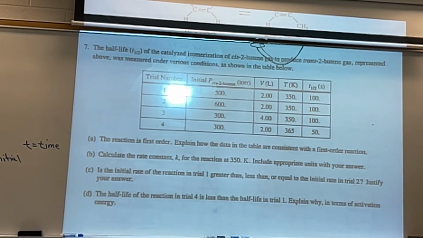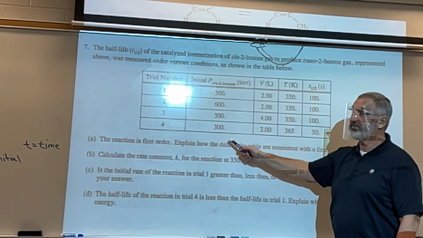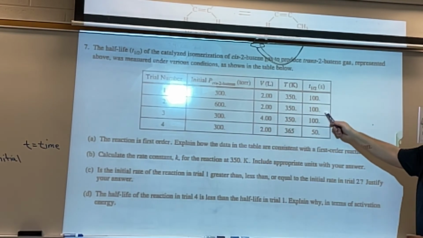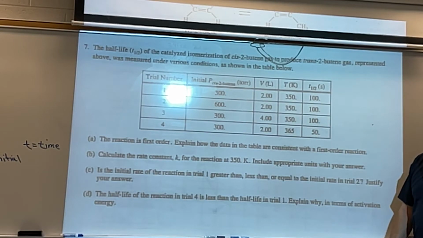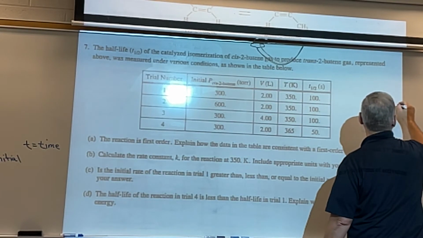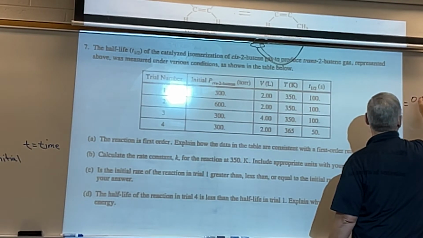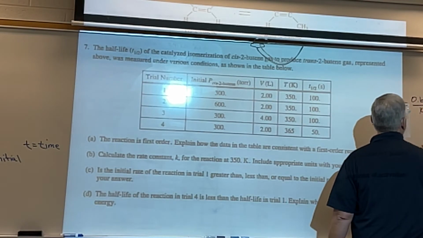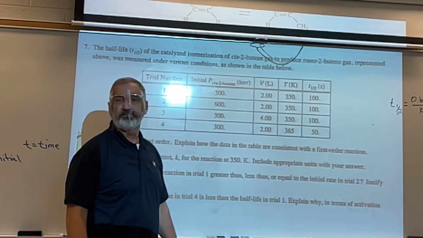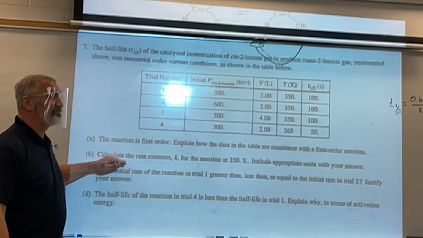Well, my first instinct is rate is equal to K times the concentration of the cis-butene. I don't have concentration, I have pressure, but brackets and pressure don't match up. I don't really have time, I have the half-life. So what did we just say? T1/2 is equal to, for first order, 0.693 over K. Right?